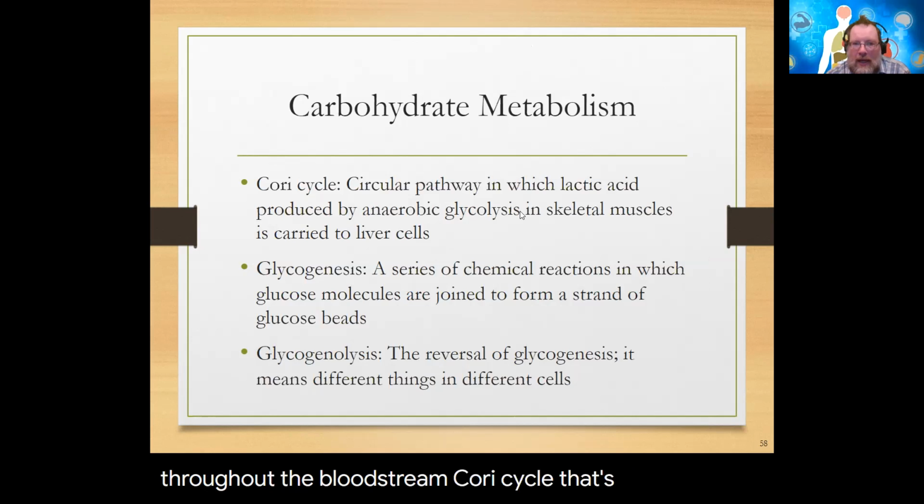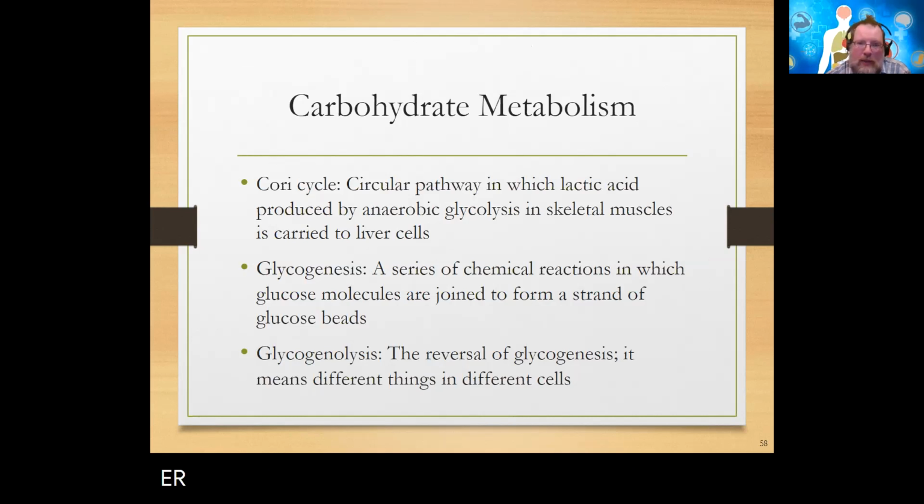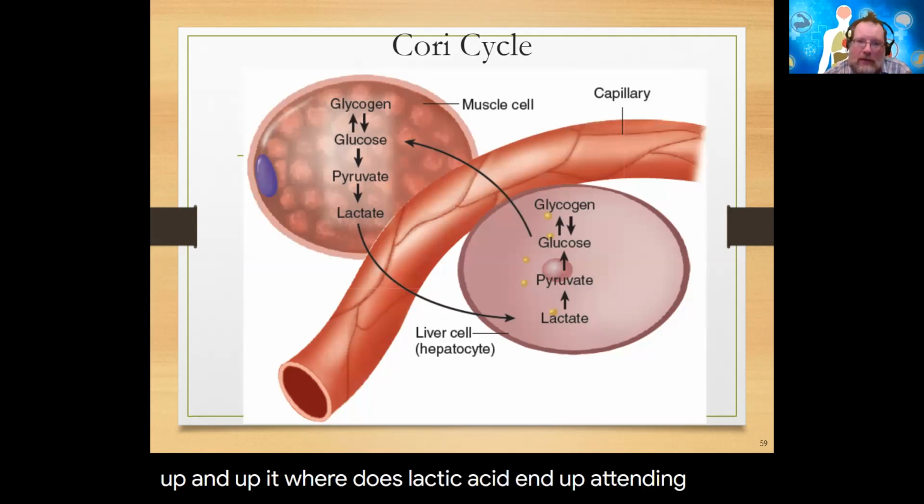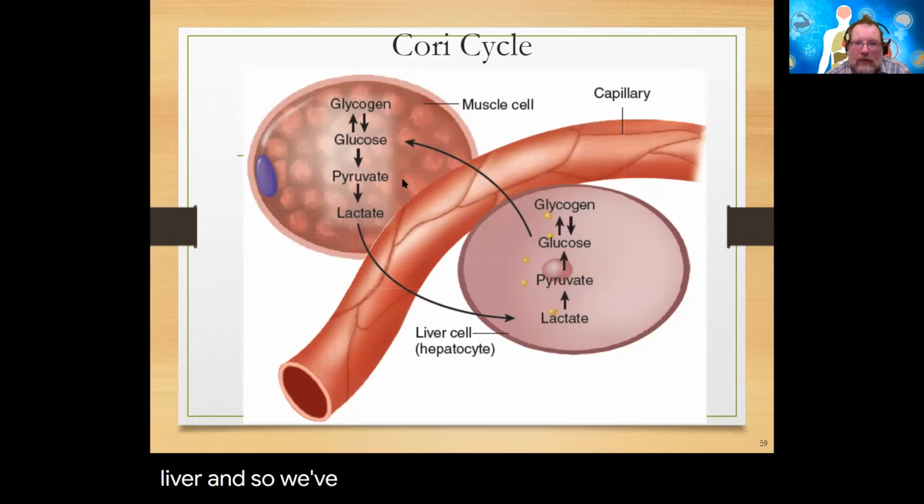Cori cycle, that's the lactic acid production that occurs during glycolysis, which again is anaerobic. So lactic acid, where does that lactic acid end up? It ends up in the liver. Okay, so we've got the liver, or we've got the muscle cell, and we're producing some lactic acid. We're going through glycogen, glucose, lack of oxygen. Lactic acid builds up.